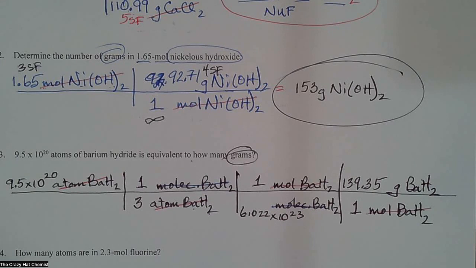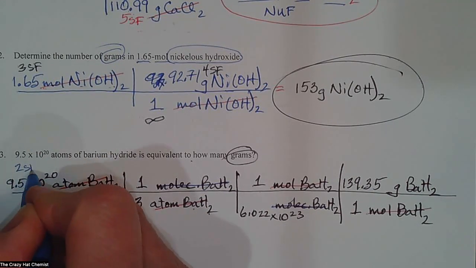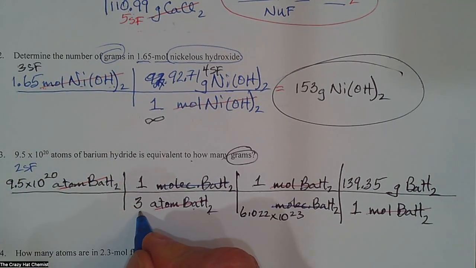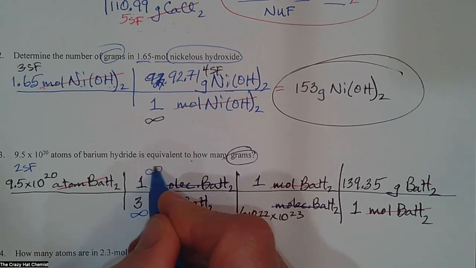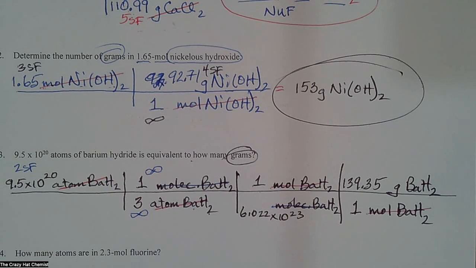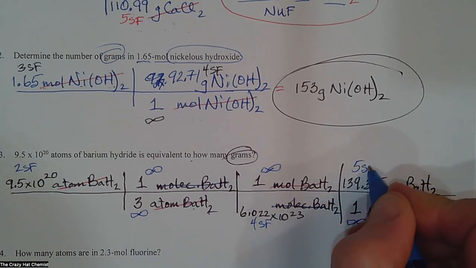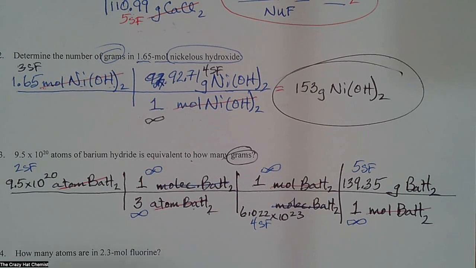And then I'm looking at significant figures. This has 2 significant figures. This is a counting number of atoms, that's infinite. This is a definition. 1 molecule equals a counting number, that's infinite. This is a definition, infinite. This has 4 significant figures. This is a definition, infinite, and this has 5 significant figures. So the fewest number of significant figures I have on this problem is 2.